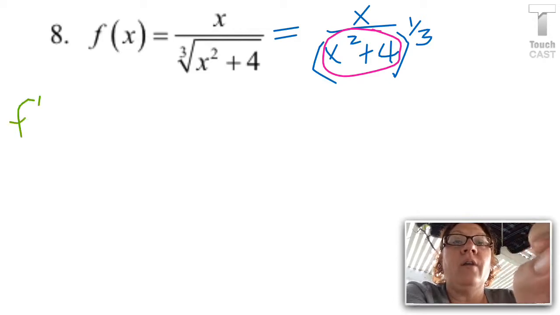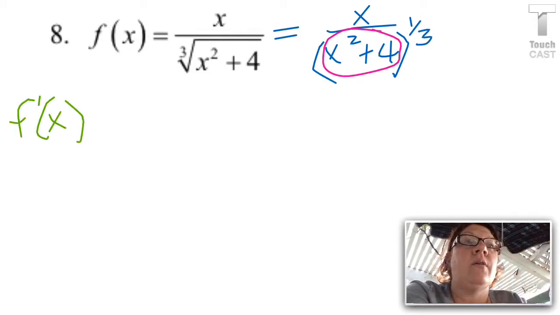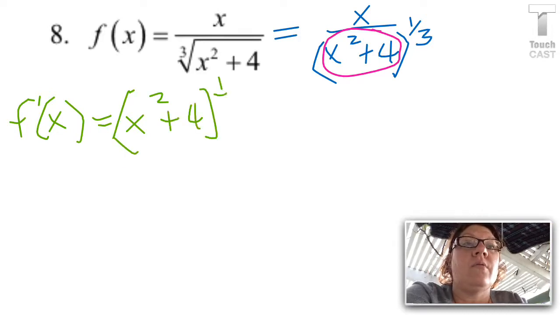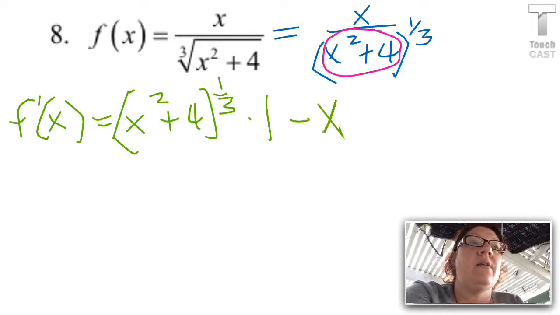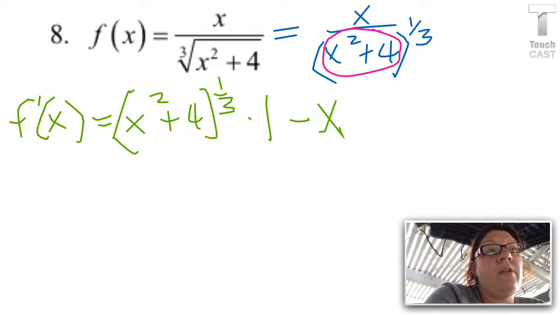So low d high. So here's my low. Derivative of the high is 1. Minus high. So now I have to do the derivative of the low.